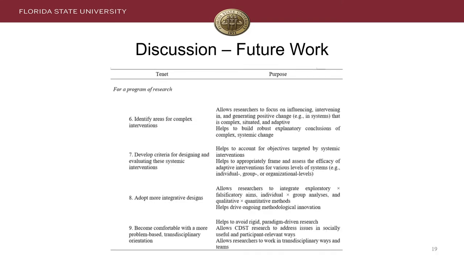Going forward, programs of research informed by complexity theory should identify areas for complex interventions to allow researchers to focus on influencing and intervening in systems change. It should also develop criteria for designing and evaluating these systems interventions. Additionally, programs of research should adopt more integrative designs that integrate exploratory and falsificatory aims, individual and group level analyses, and mixed methods.